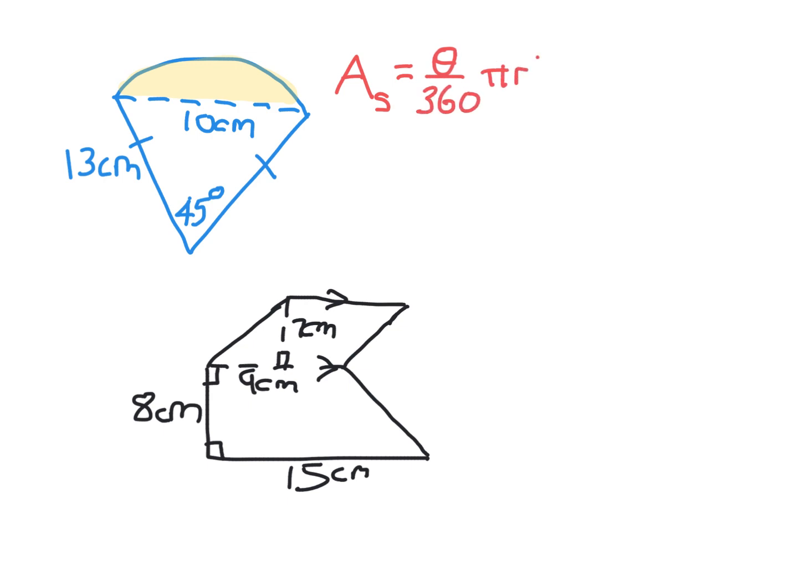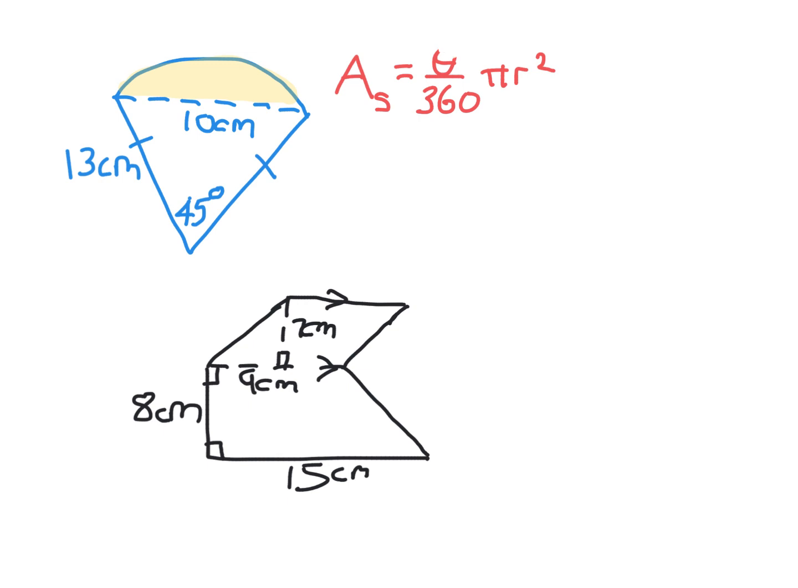So why is that? Well, pi r squared is a full circle, but of course a sector is not a full circle. This here is only 45/360ths or 1/8 of a circle. That's why we have to times the area by 45/360ths or 1/8.